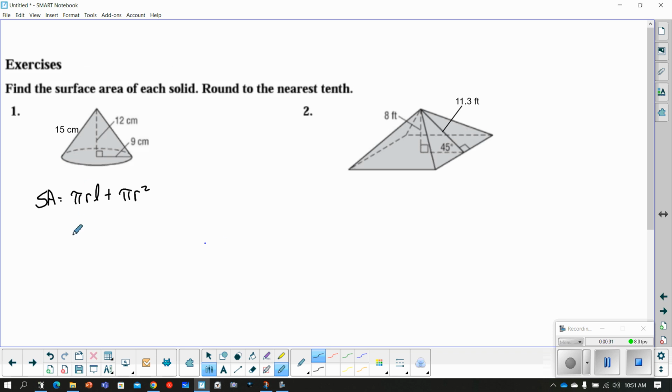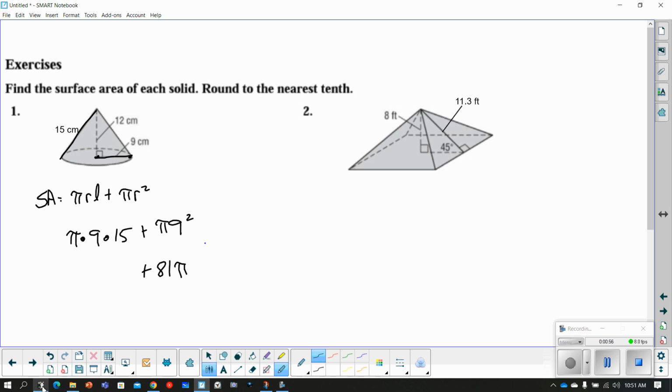So let's go ahead and try this here. Pi times the radius. Radius is 9. Slant height is this line right here. It's not the height, but the slant height, right? 15, plus pi times the radius. Radius is from the center to the edge of that base, 9 squared. So this is 81 pi.